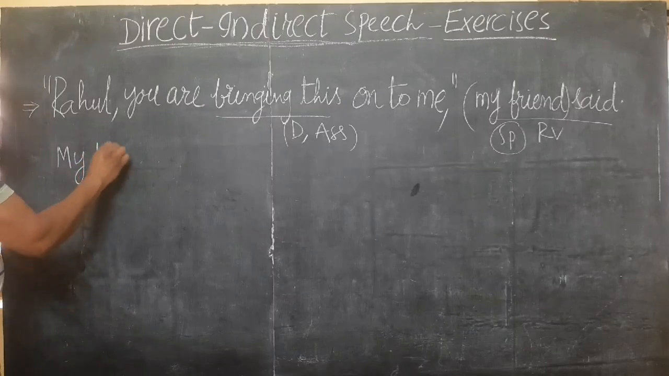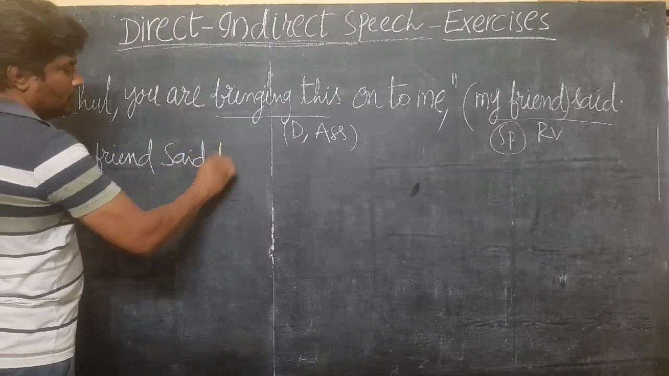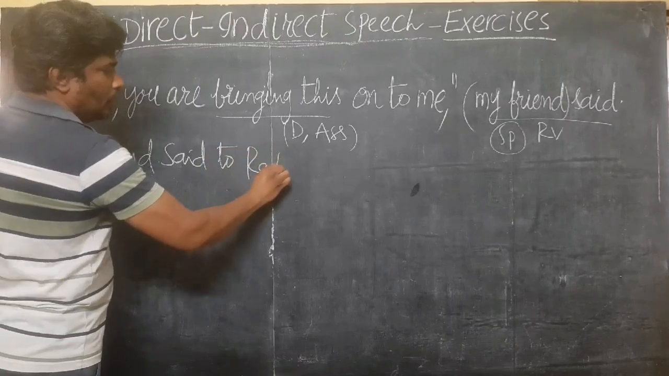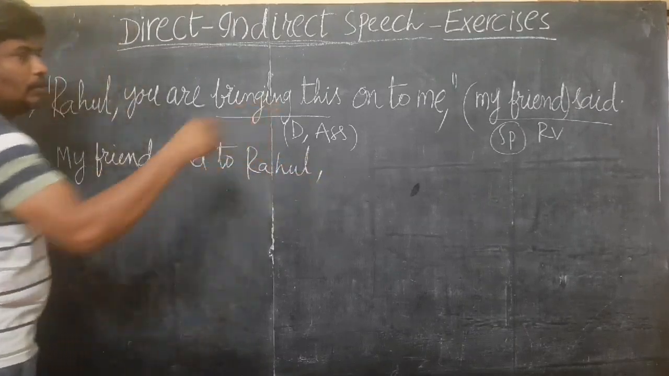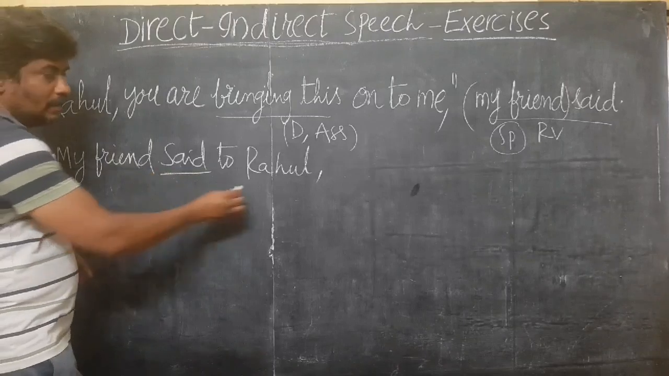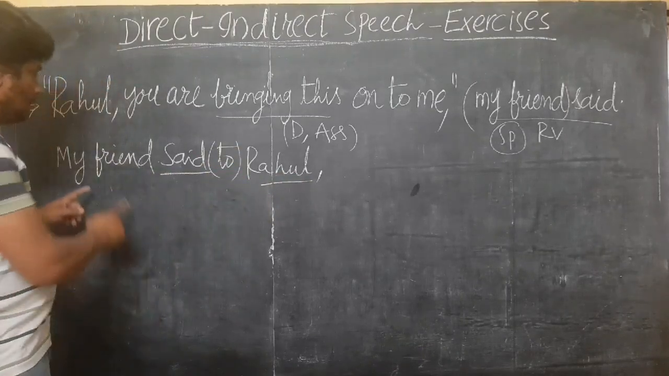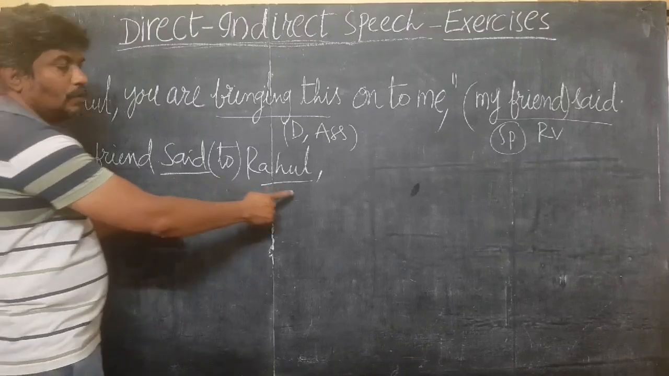My friend said to Rahul. Likewise, you have to rewrite the reporting verb. See, as usual, said is given. The listener is given here. You have to write to, the preposition to. My friend said to Rahul.